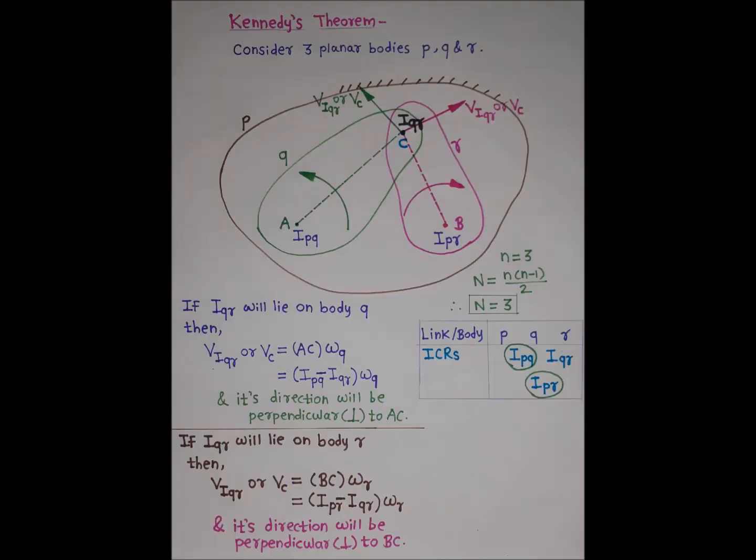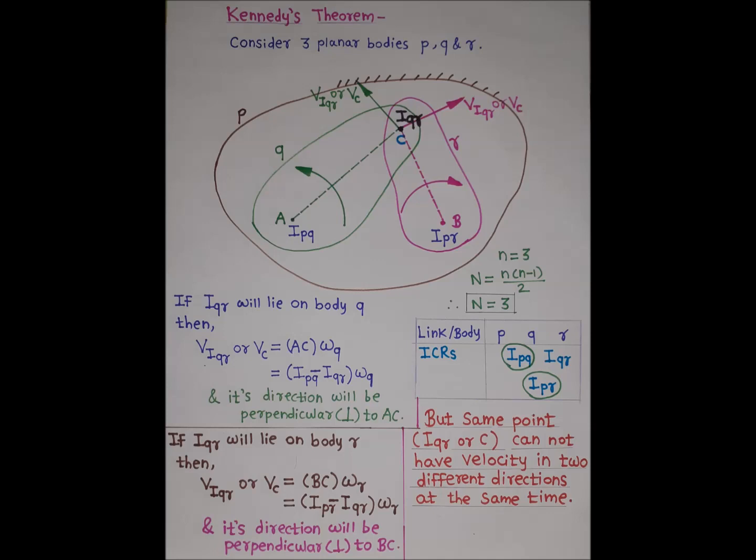ICR IQR can lie either on body Q or on body R. If IQR will lie on body R, which is rotating about center B in clockwise direction, then velocity at ICR IQR, that is VIQR, or velocity at point C, that is VC, will be given by relation VIQR or VC is equal to BC into omega R, where omega R is instantaneous angular velocity of planar body R. Or VIQR or VC will be equal to distance between ICR IPR and IQR multiplied by omega R, and its direction will be perpendicular to BC as shown on the screen, as body R is rotating in clockwise direction about center B.